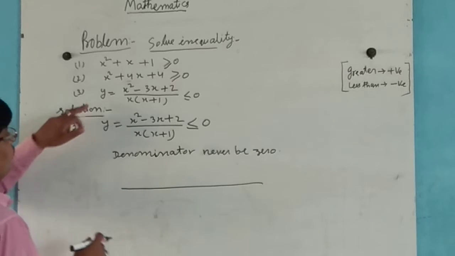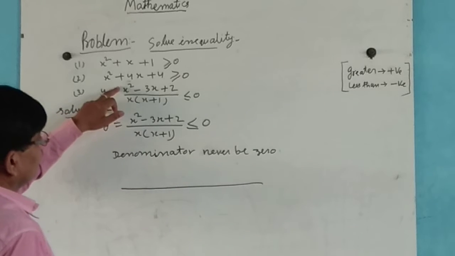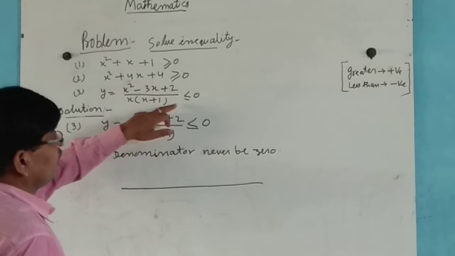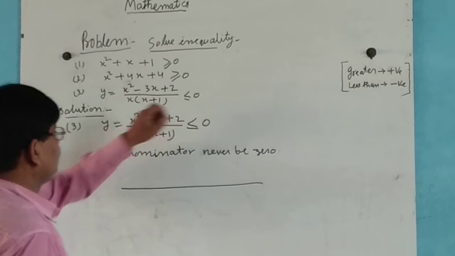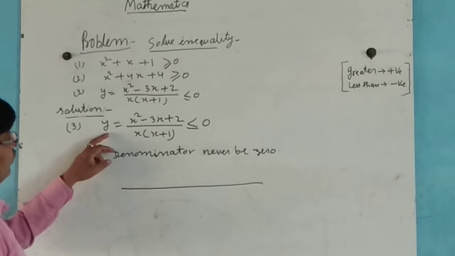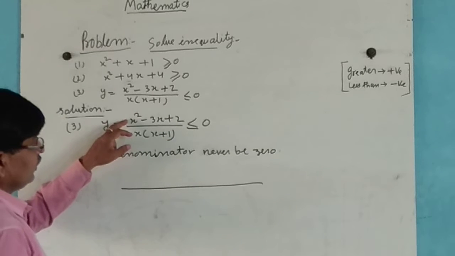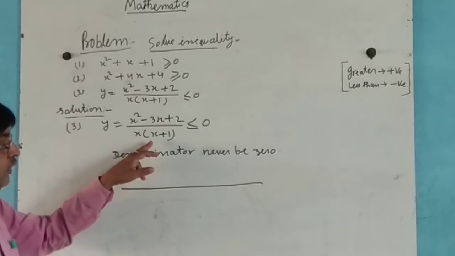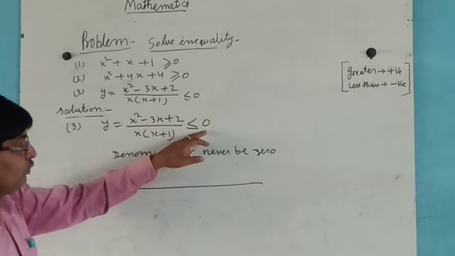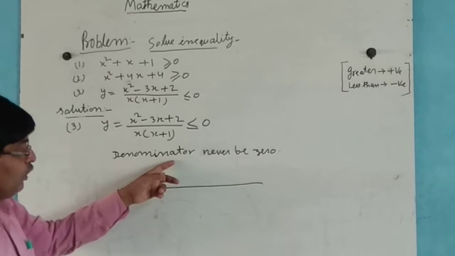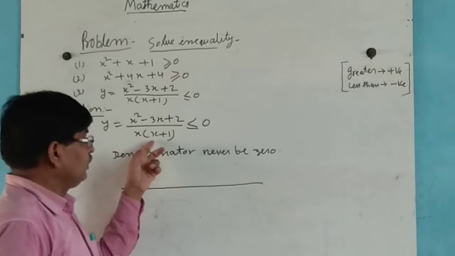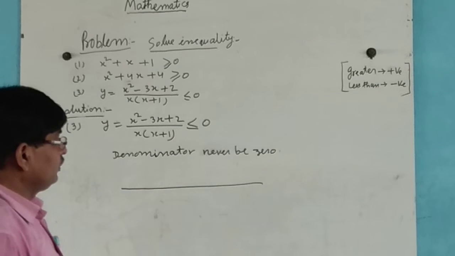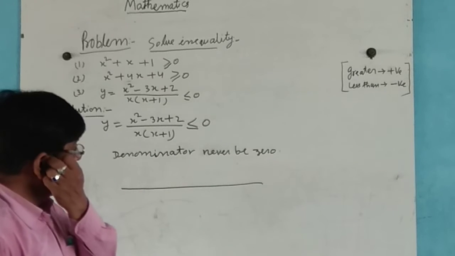Now the third question. (x² − 3x + 2)/(x + 1) ≤ 0. Third question, y = (x² − 3x + 2)/(x + 1) ≤ 0. The denominator can never be 0. It cannot be equal to 0. Now trace this.